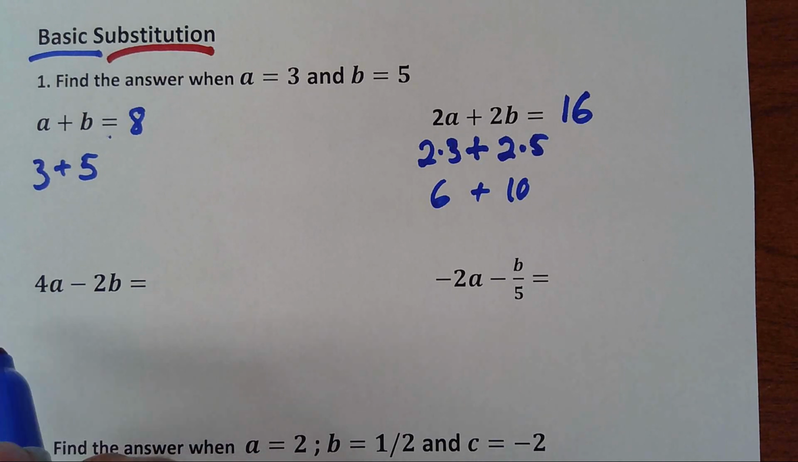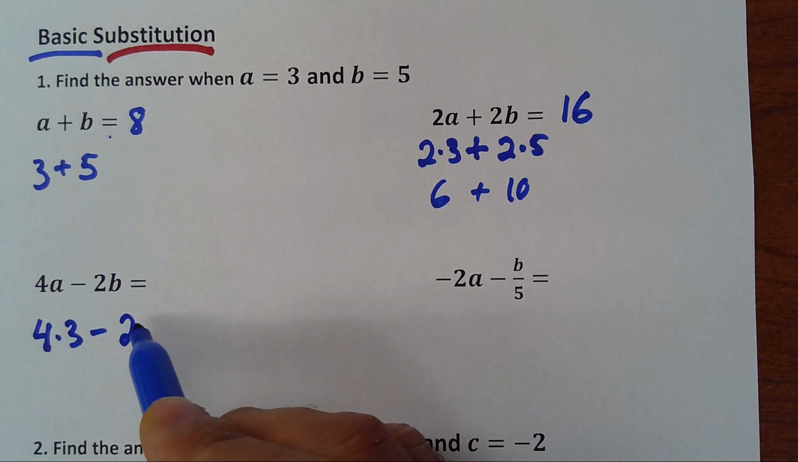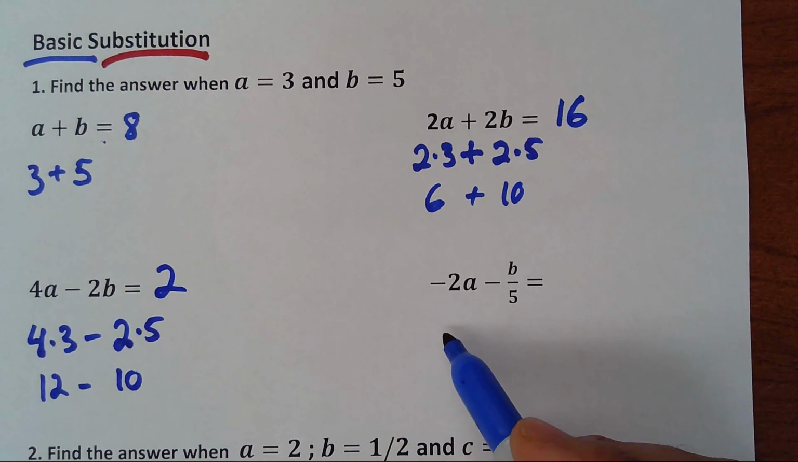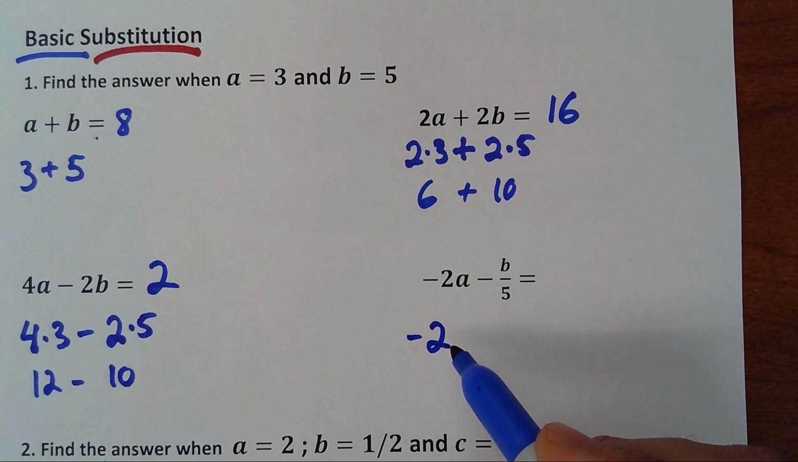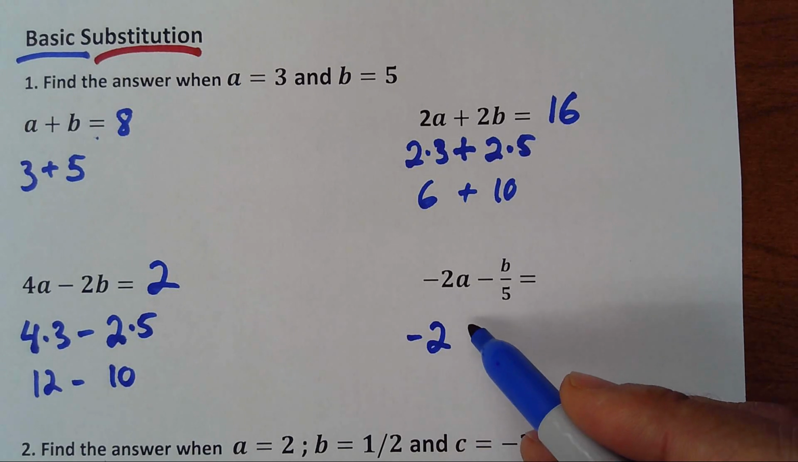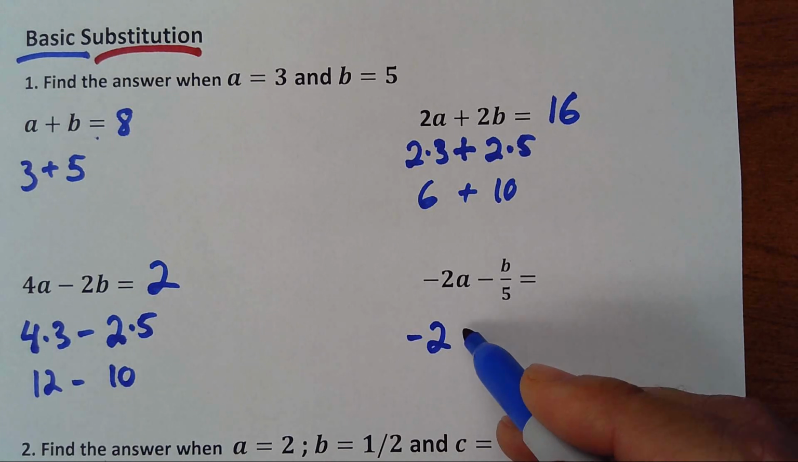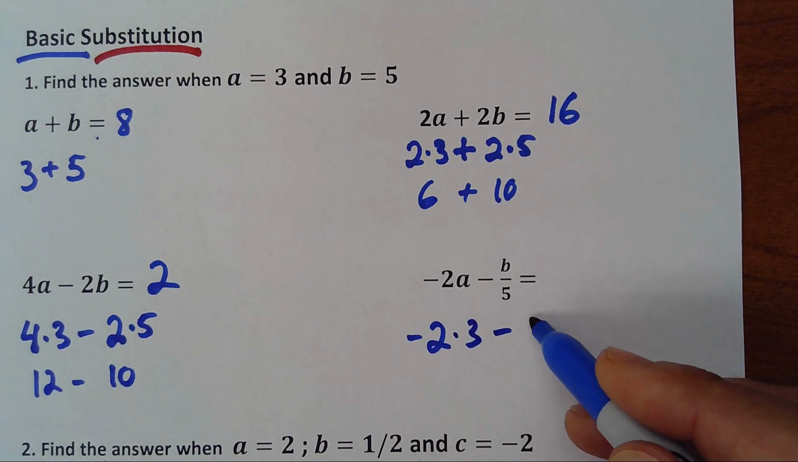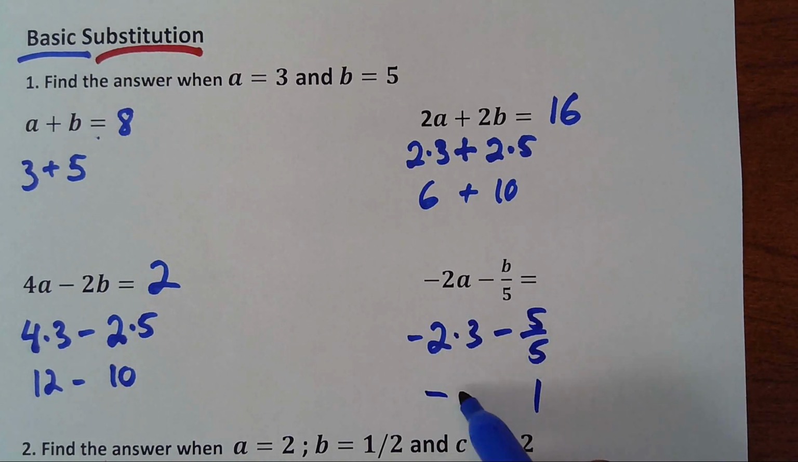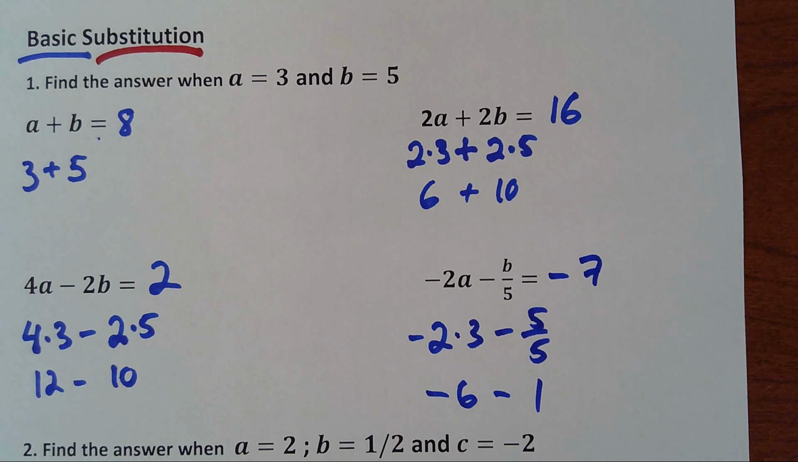4a minus 2b is 4 times a, so 4 times 3 minus 2 times 5. So this is 12 minus 10, that will be just 2. And here we have, oh yeah, 3rd grade kids, they don't do negative numbers, so this one will be for middle school students. But the previous 3rd grade students can understand it very well. So a equals 3, so negative 2 times 3 minus 5 divided by 5. So 5 divided by 5 is 1, negative 2 times 3 is negative 6, so negative 6 minus 1 is negative 7. Okay, so let's go to the next one.